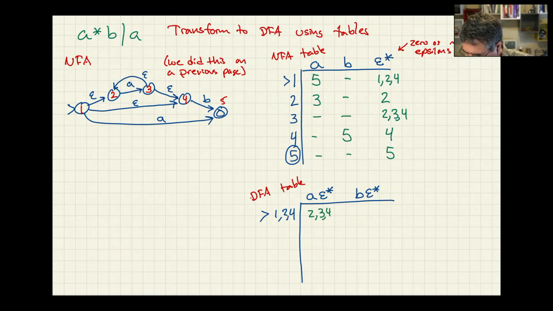2, 3, 4, 5. All right, let's do it again. This time for B epsilon star. So we're following B and then epsilon star. 1, 2, 4. Following B, I see a dash, and a 5. Combine those together. That gives me just a 5. So now look at the 5 row and skip all the way over to the epsilon star column and combine what you see there. 5.